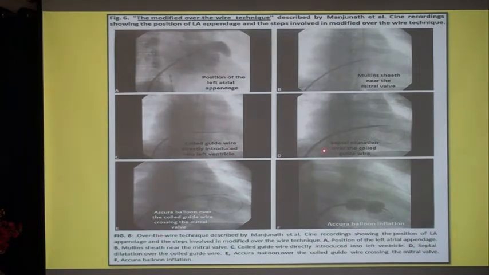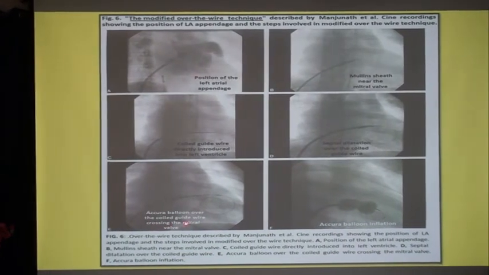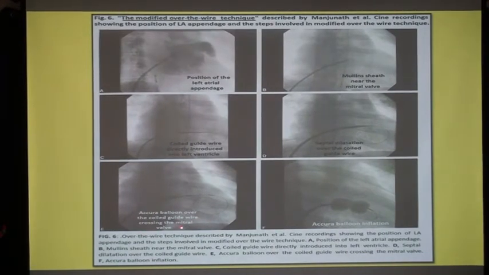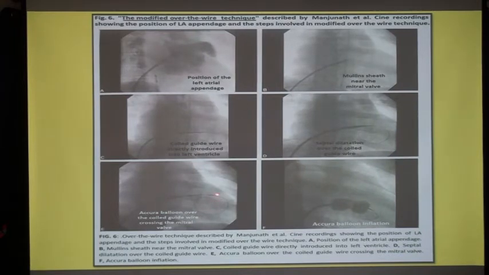Then you can see the septal dilatation over the coiled guide wire. Then you can see the Accura balloon over the coiled guide wire crossing the mitral valve. And lastly, this is done what? Accura balloon inflation.